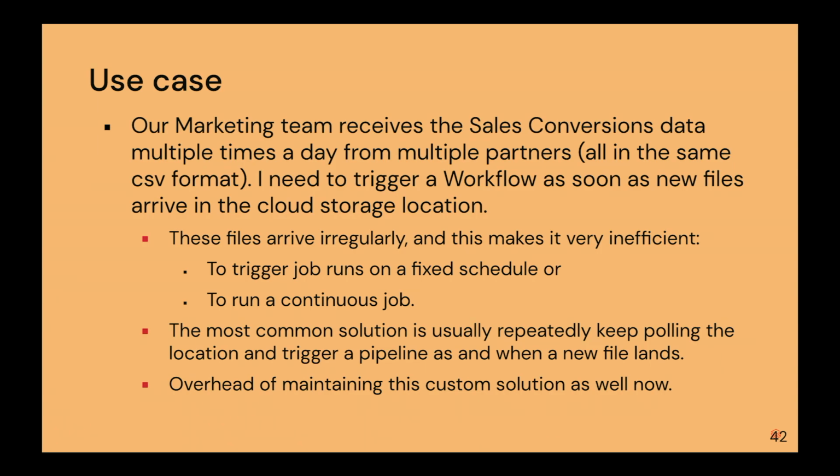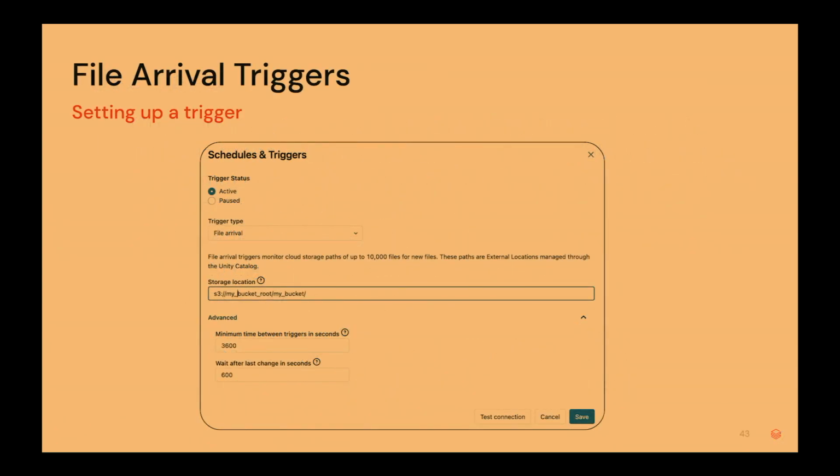Now this is where we have something called file arrival triggers, where you specify a bucket location, which can be AWS, can be Azure. You specify some location, and you specify the minimum time between triggers, in seconds.